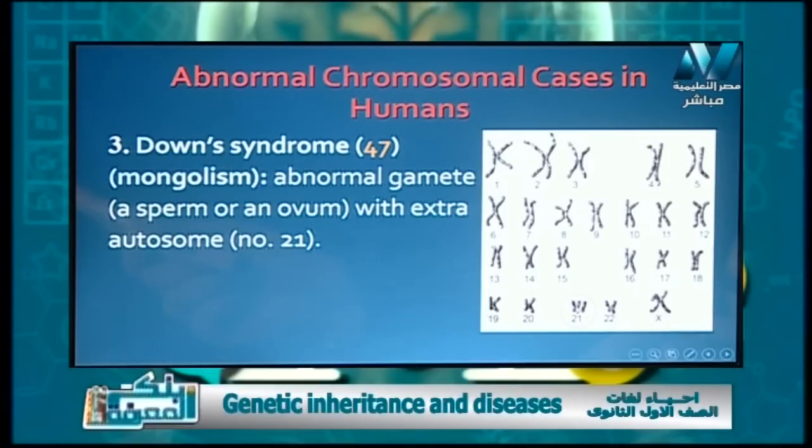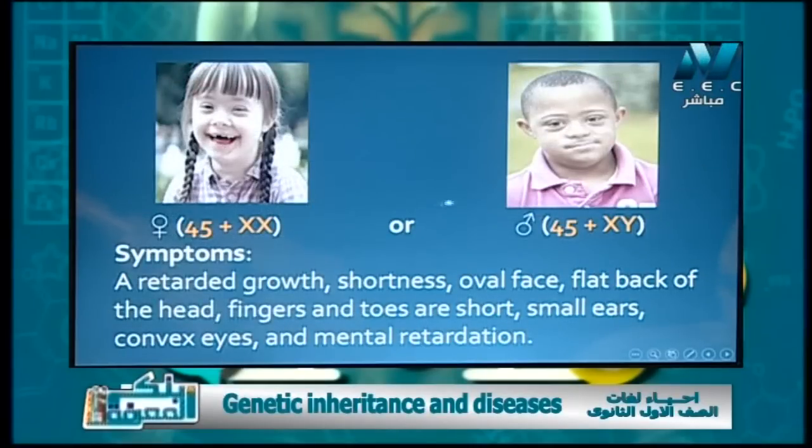It occurs due to one gamete containing 22 plus X or Y, and the other gamete containing 23 chromosomes in the autosomes and X or Y. So a sperm or an ovum with an extra autosome number 21. And these are the individuals that we all know.